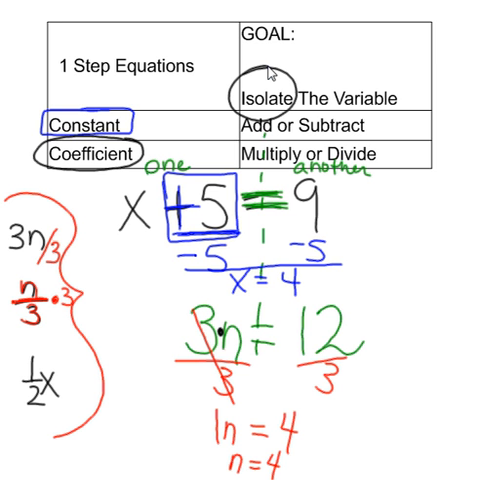On this one, I like to use that reciprocal. So I always say multiply by the reciprocal whenever you have a fraction. So I will multiply by 2 over 1.